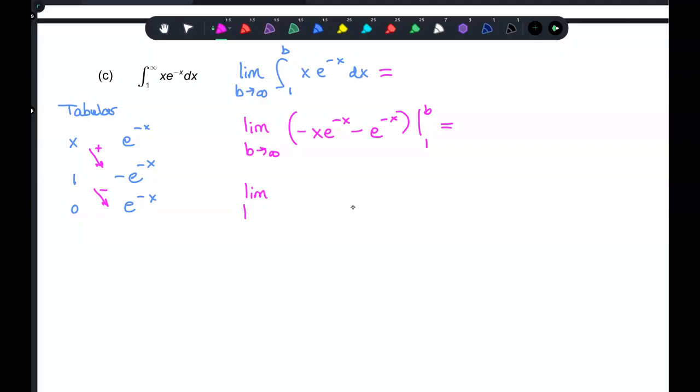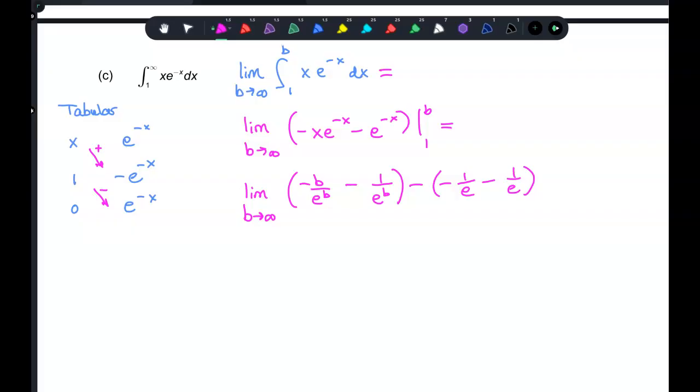So that will be the limit as b approaches infinity of negative b over e to the b, minus 1 over e to the b. And then here I have negative 1 e to the negative 1. Or sorry, yeah. Let me make sure I did that right. And then minus another 1 over e. Perfect.